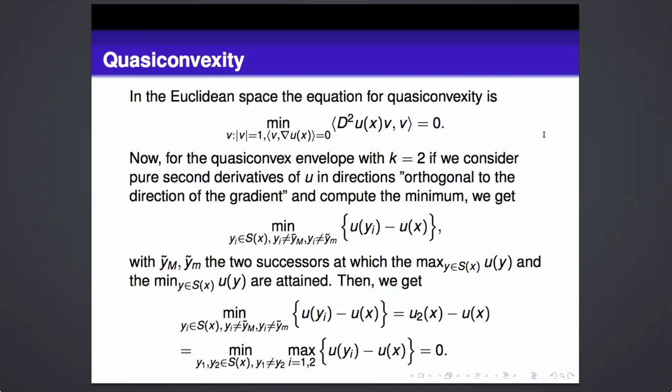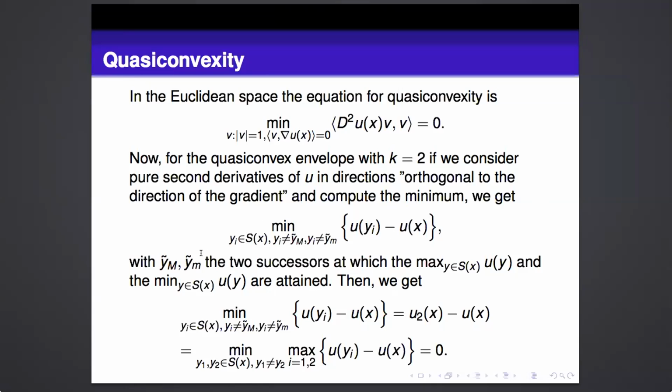Okay, now for the tree, you can do the same thing. And you can say, okay, I will take the two directions in which the maximum and the minimum of the successors is attained, and those are the directions of the gradient, and you compute the minimum among any other possible direction, any other possible successors that is not the maximum and is not the minimum, of the second derivative, the pure second derivative in that direction.